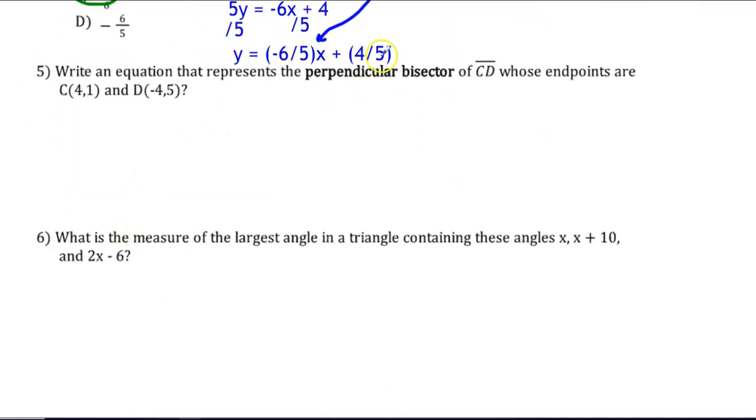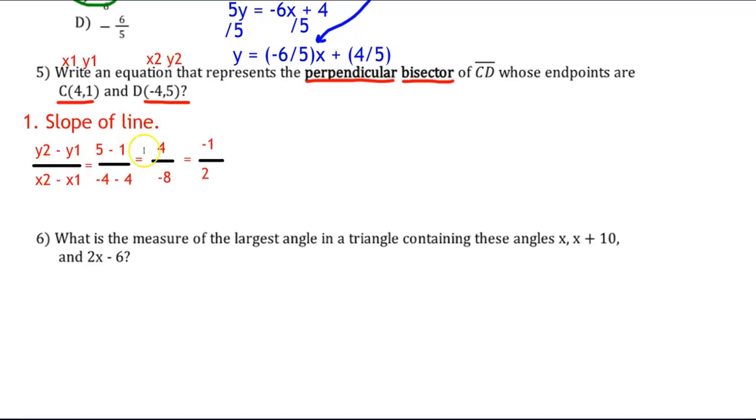Write an equation that represents the perpendicular bisector of CD, whose endpoints are 4, 1 and -4, 5. It looks like this is a several-step process. My first step is going to be to find the slope between these 2 points. I'm going to use the slope formula. Then I'm going to find the perpendicular slope. And since it's a bisector, we're going to need to find the midpoint as well. A bisector is a line that passes through a line segment at its midpoint. So it looks like it's a several-step process.